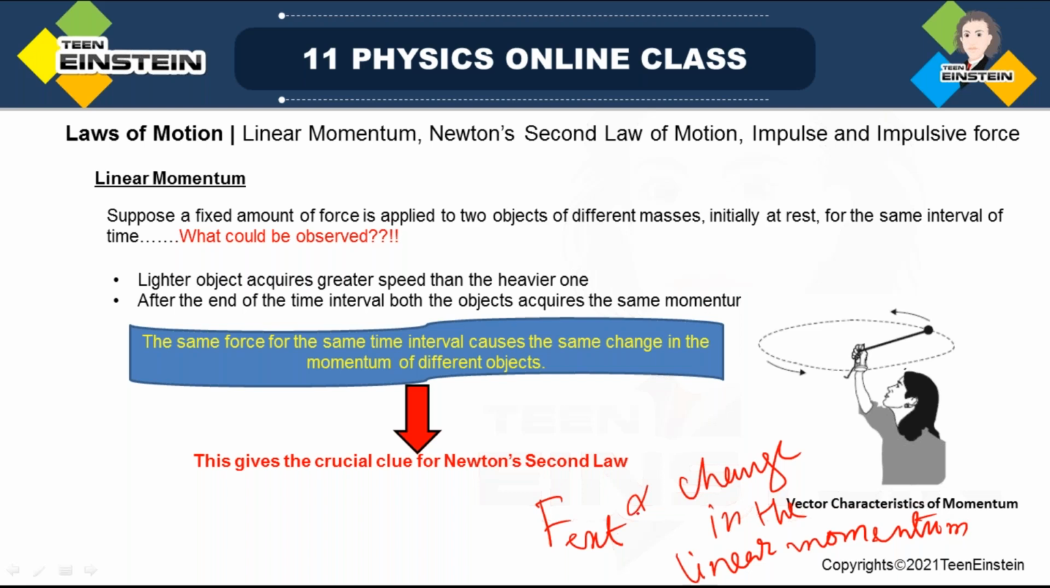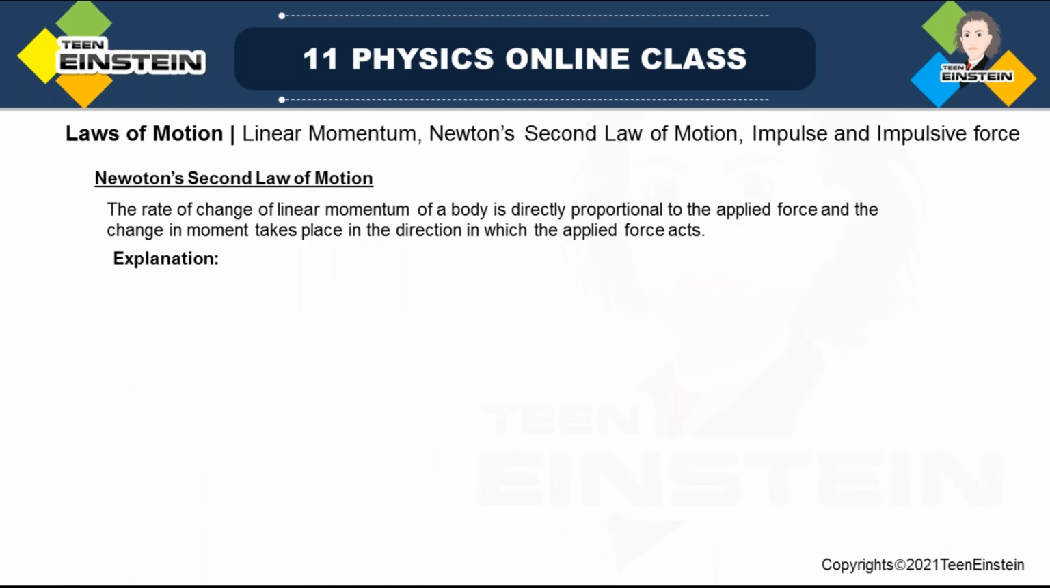So force, external force, is directly proportional to the change in the linear momentum of any object. Okay, let us see. So the time rate of change, here I should write time rate of change. The time rate of change of linear momentum of a body is directly proportional to the applied force, and the change in the momentum takes place in the direction in which the applied force acts. I hope you understand this.